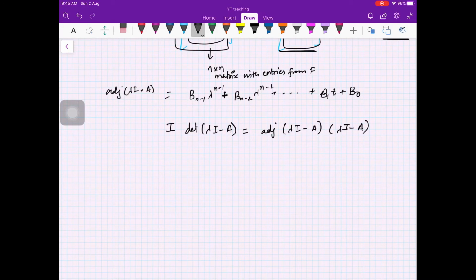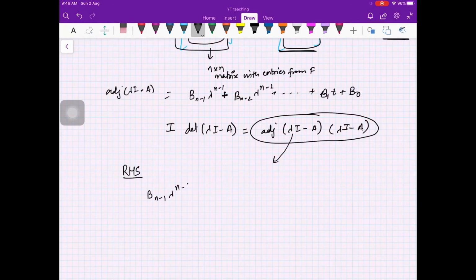Is that clear? Now let us compute this. The right-hand side I am writing as B_{n-1} lambda raised to power n minus 1 plus B_{n-2} lambda raised to power n minus 2, and so on, B1 lambda plus B0, into lambda I minus A.